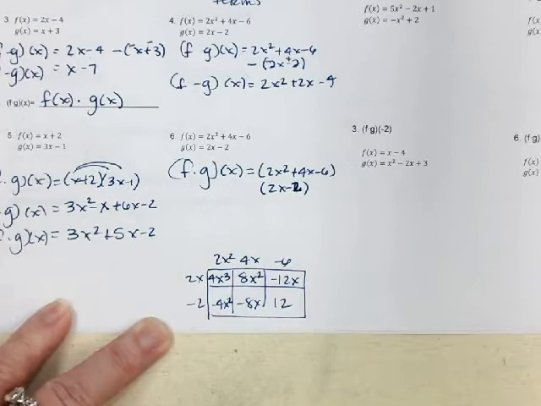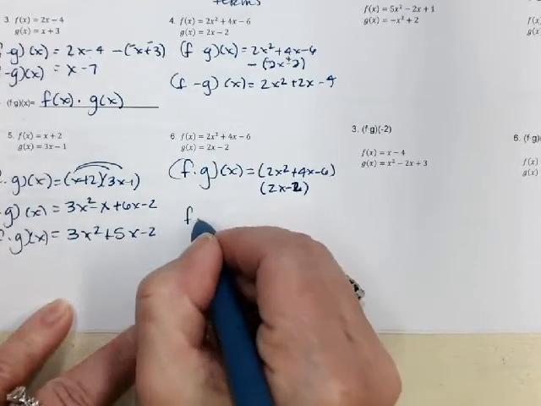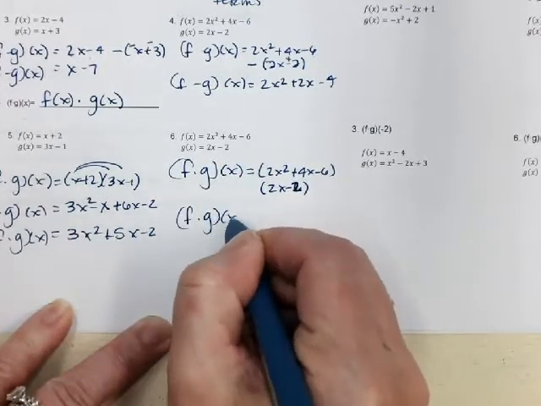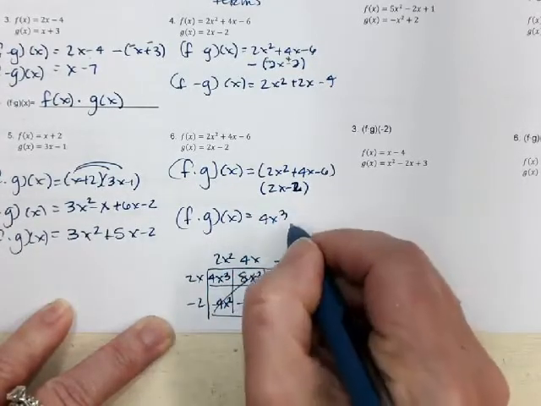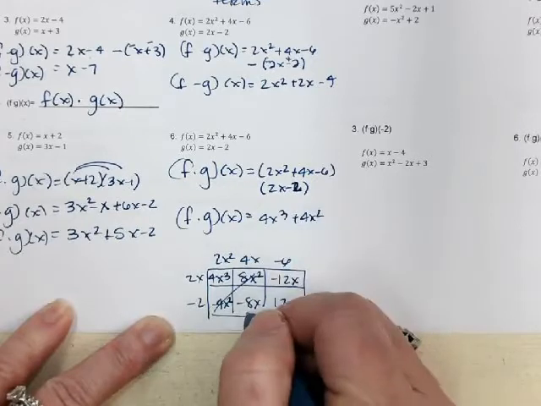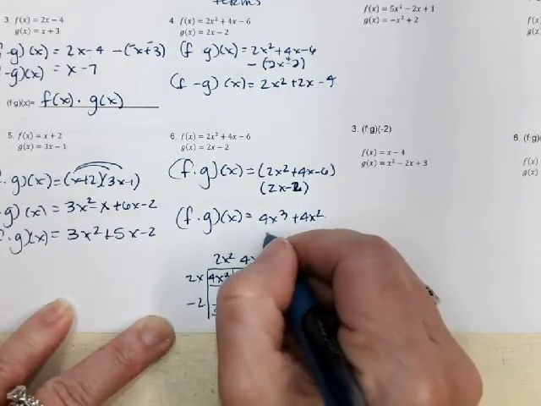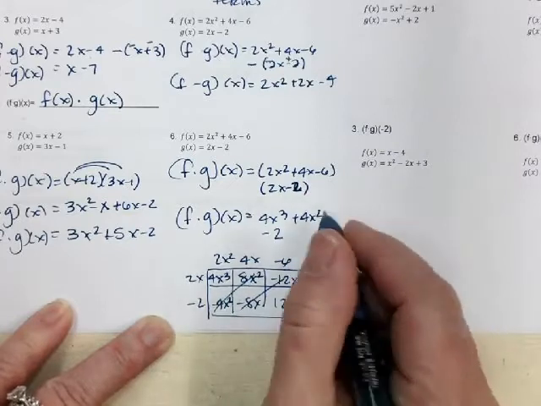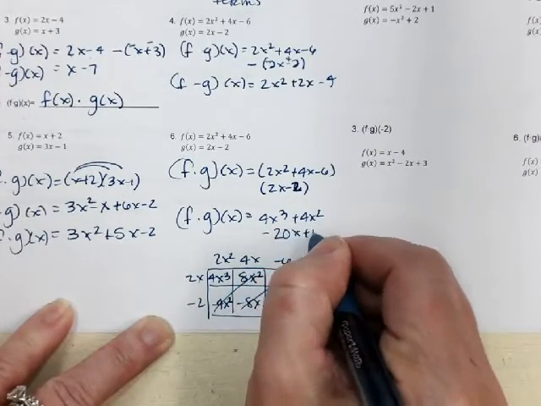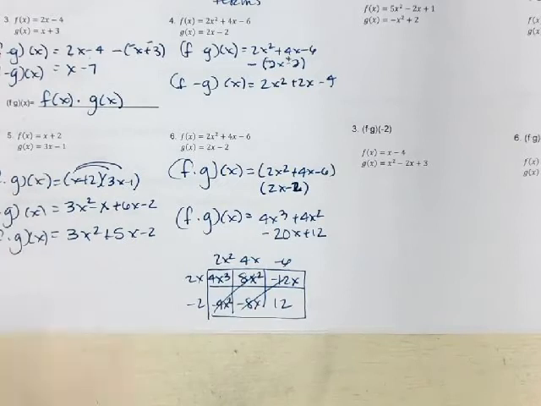And combine like terms. So f times g of x is 4x cubed plus 4x squared. I'm going to stack it like this because I don't want to run into the other side. Minus 20x plus 12. That's all there is to operations with functions.